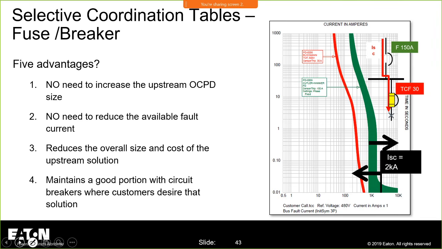Remember, circuit breaker testing for selective coordination is done at their max settings. That is true. So when we talk about the tables that we have, whenever you see those tables, the settings for the breakers are going to be their maximum settings. It doesn't necessarily mean that when you start making adjustments in the long time region, or your long time pickup, you're still going to maintain selective coordination. So when you're dealing with circuit breakers, you're definitely going to have to be moving those curves around and getting a feel for at least the long time region, even if you're using the tables, especially if you've got other devices upstream and downstream.